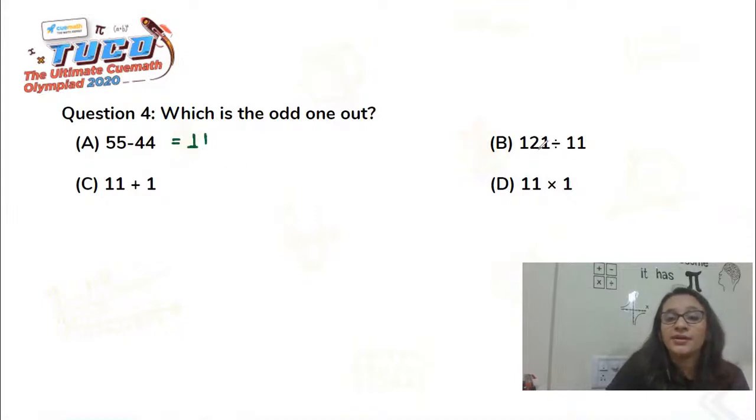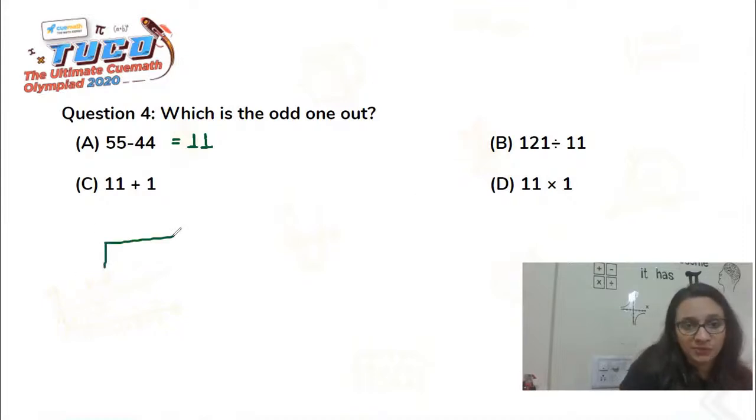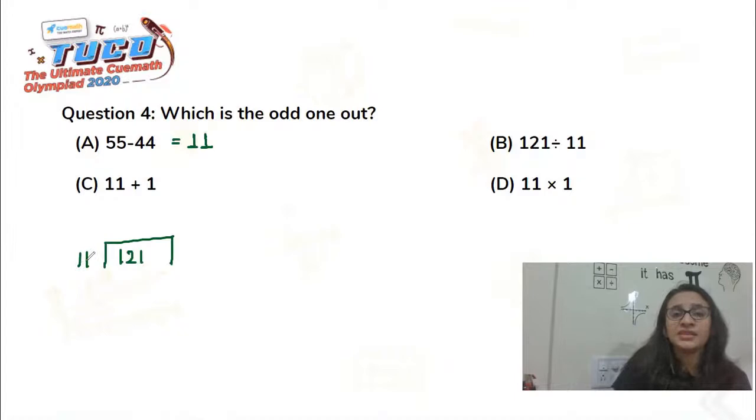Then we have 121 divided by 11. Now this might be a bit tricky for a child who is in grade 1 and grade 2. So you can ask them to do the conventional way of dividing, that is 121 being divided by 11. As the divisor is a 2-digit number and the dividend is a 3-digit number, you would first go in for the first 2 digits.